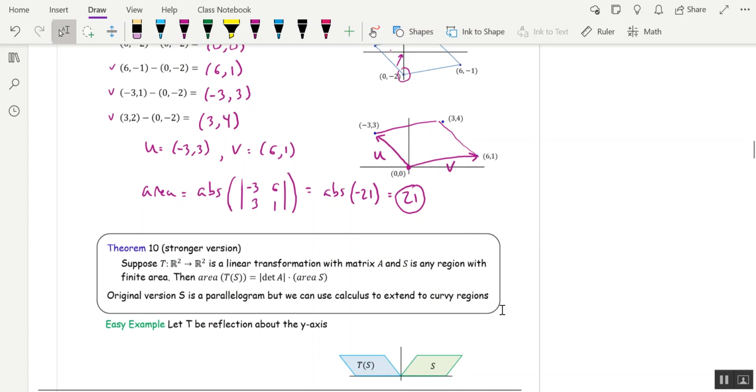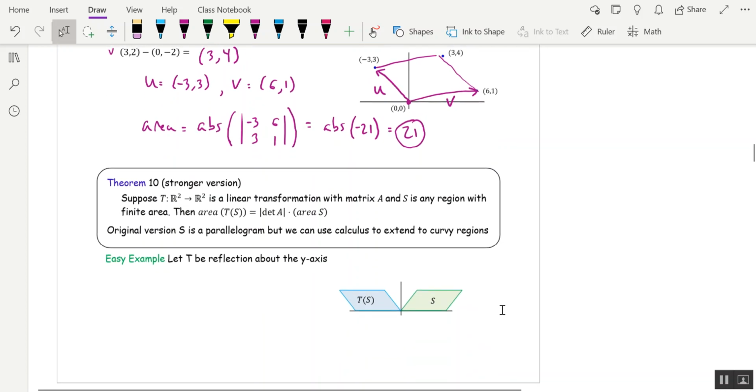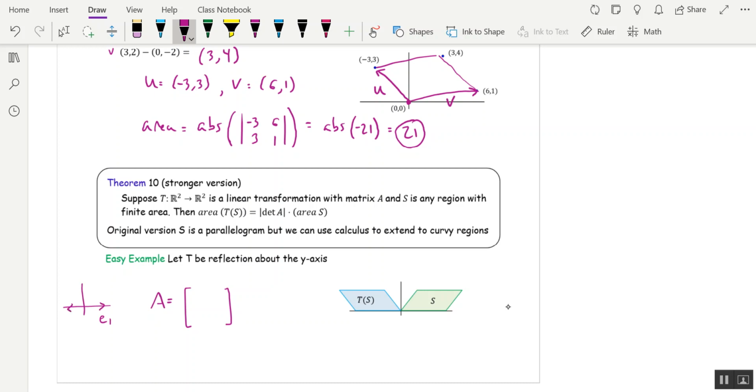Okay, so a super easy example is reflection about the y-axis. So I've drawn a parallelogram S. When I reflect it about the y-axis, its area isn't going to change. So T of S is over here. Now, what is the standard matrix A for reflection about the y-axis? So remember how to find that. You look at what this operation does to the standard unit vectors. So e1 goes over here.